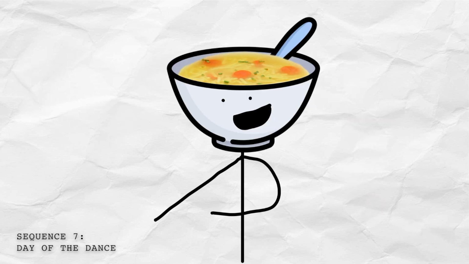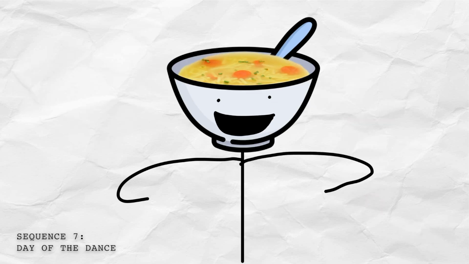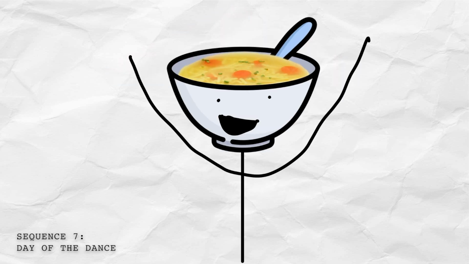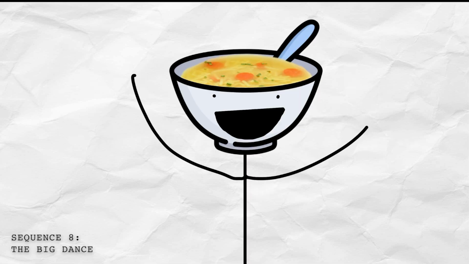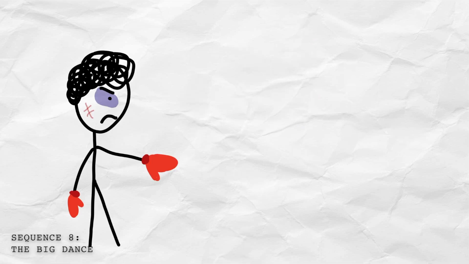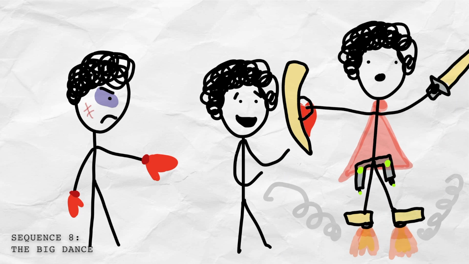If you go that route though, you're gonna need something to bring all the characters back together under one roof, which is why all roads inevitably lead to Sequence 8, the big dance! It's time for the climax, baby! The heroes learned their lesson, atoned for it, and now they're ready to kick some ass!